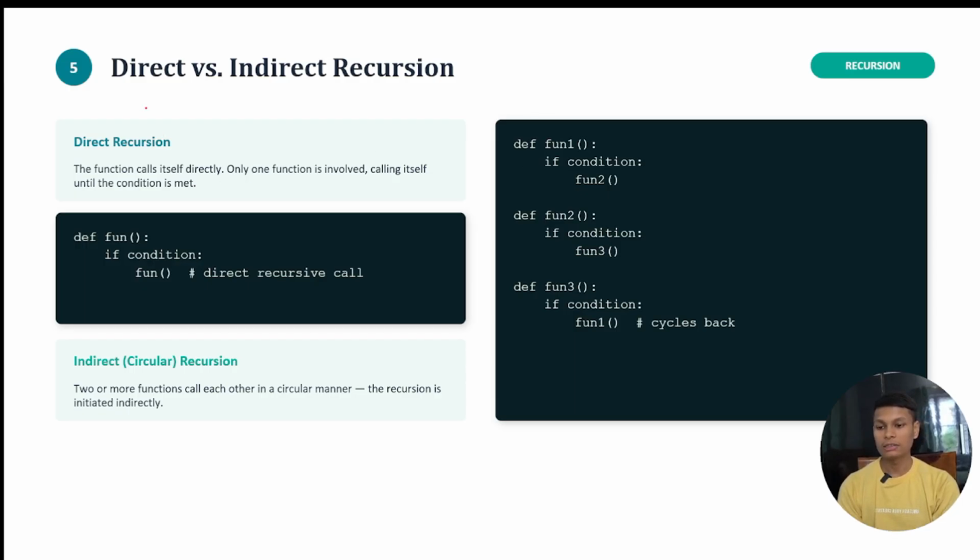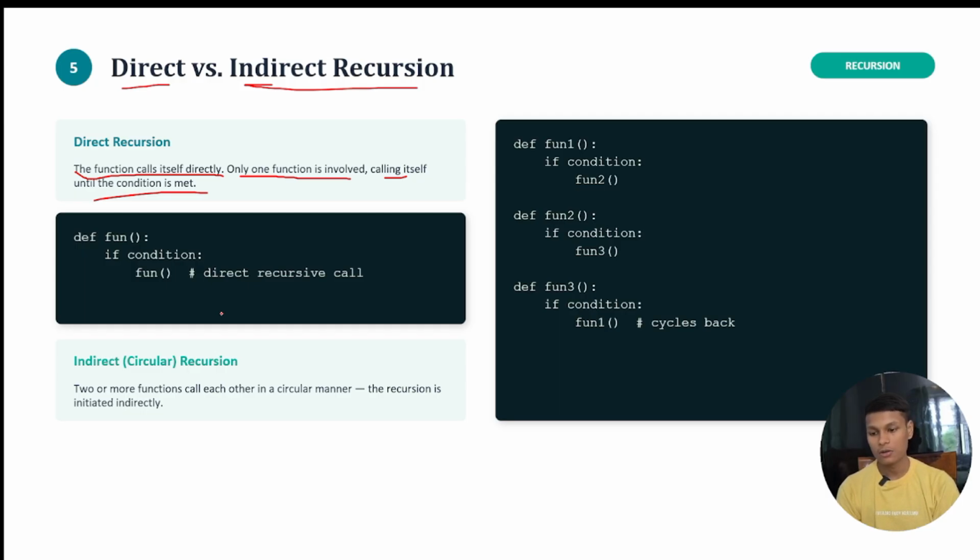And let's see how many types of recursion there are. There are basically two types of recursion, direct recursion and indirect recursion. What is direct recursion? You can see the definition written here. The function calls itself directly. Once the function is invoked, it keeps calling itself until the condition is met. That is direct recursion. We discussed this here and here also, so we talked about this direct recursion.